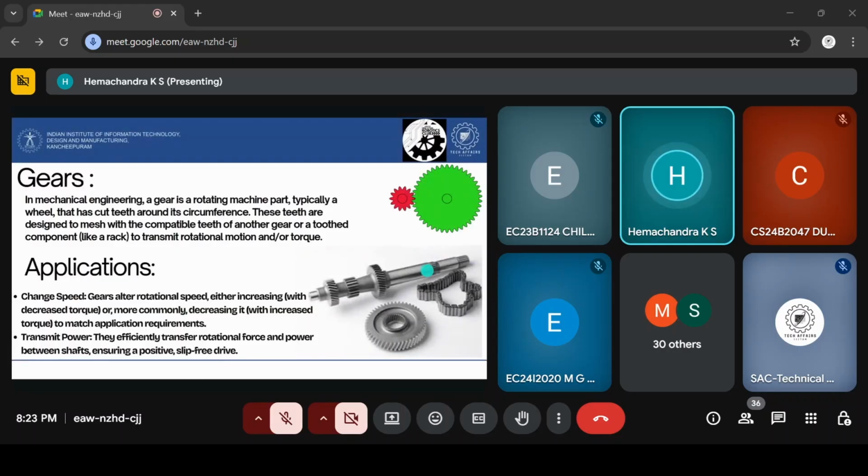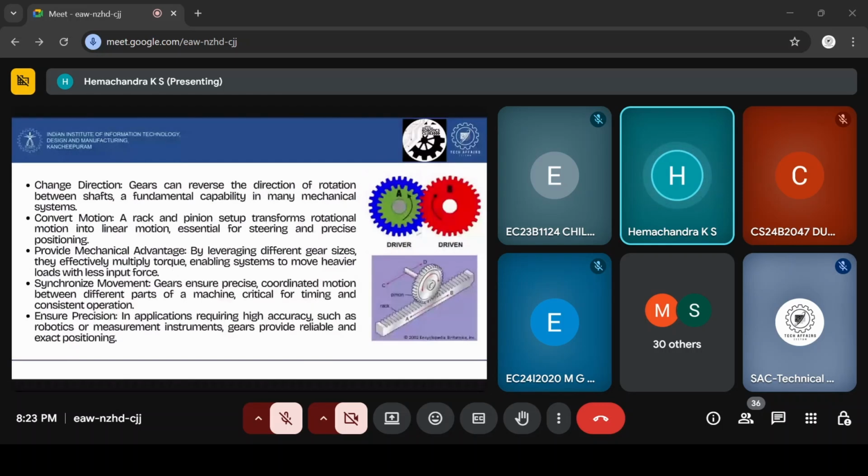The next thing is to transmit power. This long shaft has gears on it. So to transmit motion among shafts or track pinion systems, gears are also used. Next is to change the direction. In some cases, there are certain gears where we can change the direction by a perfect 90 degrees. There are dual gears, many kinds of gears.